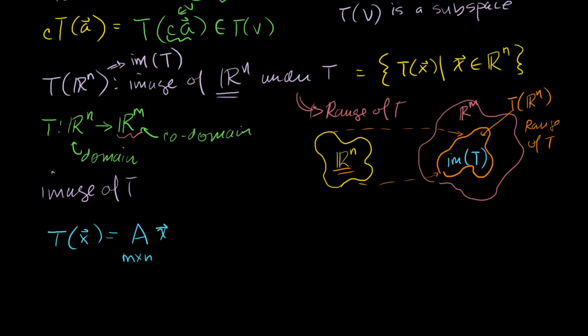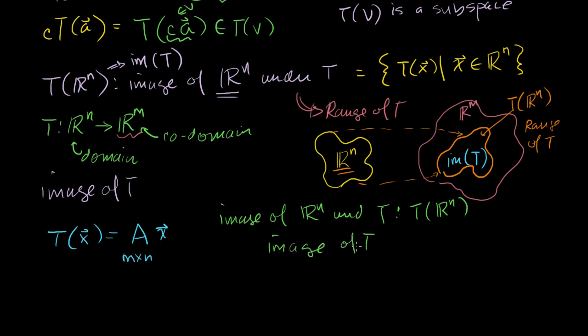And what is this? So what is the image? Let me write it in a bunch of different ways. What is the image of Rn under T? So we could write that as T of Rn, which is the same thing as the image of T. Notice we're not saying under anything else, because now we're saying the image of the actual transformation, which we could also write as the image of T.